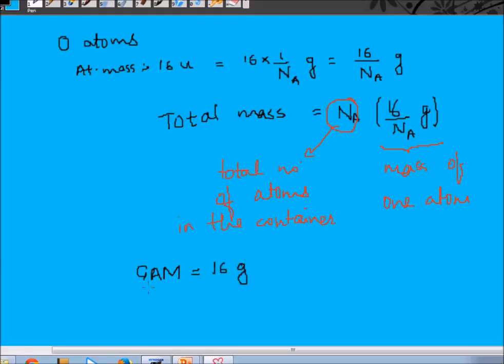Alright, so now if you look at it, the oxygen atom had a mass of 16U. Okay, the atomic mass of oxygen atom is 16U. Alright, and whereas the gram atomic mass of oxygen atom is 16 gram. Okay, the gram atomic mass of oxygen atom is 16 gram. So this is mass of one single atom, this is mass of 1 mole atoms.